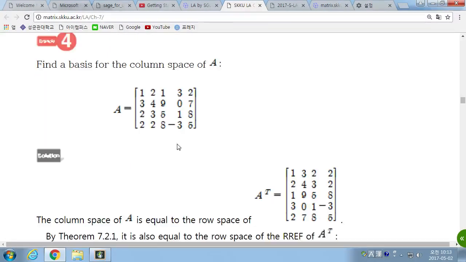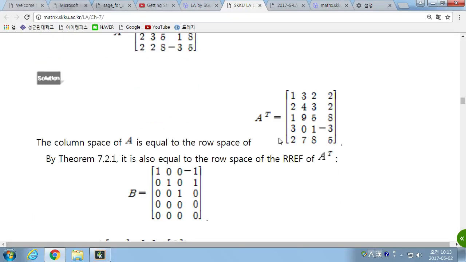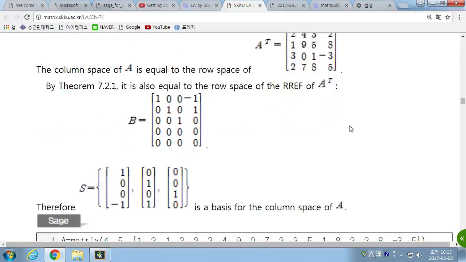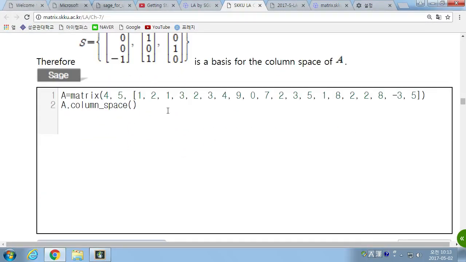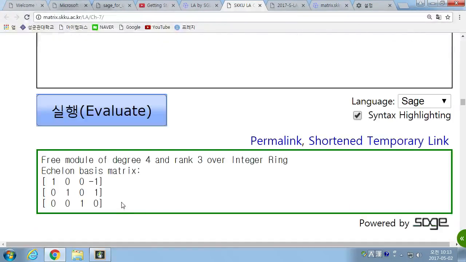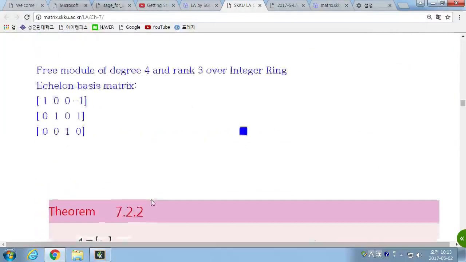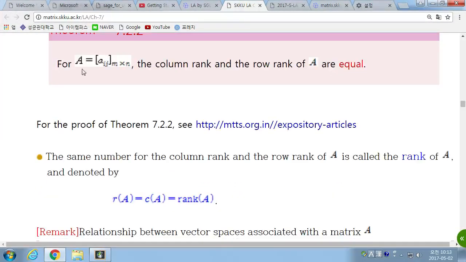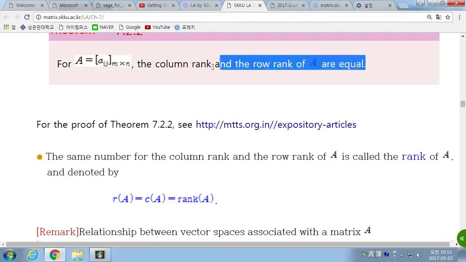So if you are looking for a column space of this, then you make A transpose, then find the basis for the row space of A transpose, then that will be the basis for the column space. Column space. 이렇게 찾아보면 두 개 같은 걸 확인할 수 있어요. Okay? 7.2. If for column rank and row rank of A are equal, always.